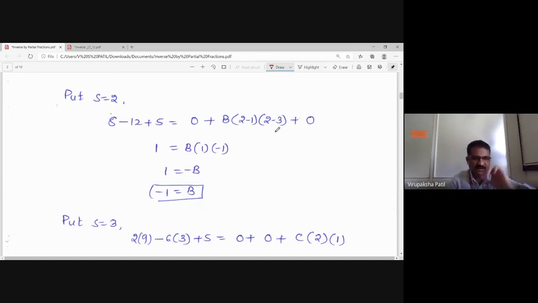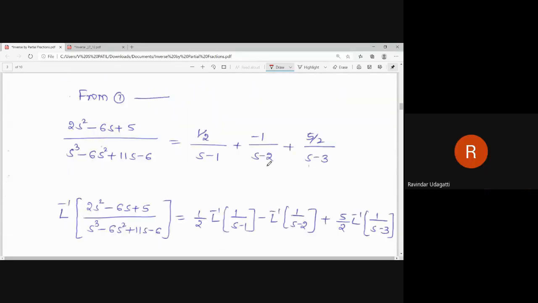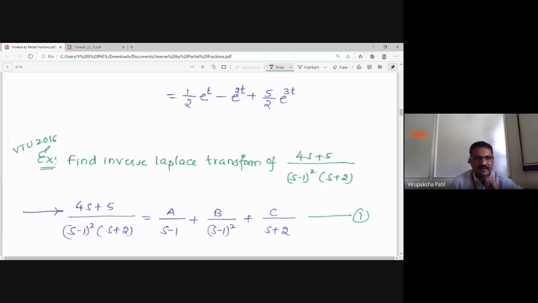Shall we go for the next example? Yes, sir. Okay. Now this example has been asked in the VTU examination in the year 2016. The example is: find the inverse Laplace transform of (4s + 5) divided by (s - 1) whole square divided by (s + 2). First and foremost, once they have given it in this format, what do you have to think?